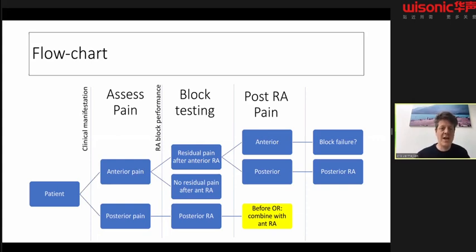If the patient is not operated on the same day, I will ask where his main pain is. If it's anterior, I do an anterior block. And in our hospital, in the ER, we do a PENG block for anterior pain. If the pain is posterior, I start with the posterior block, and that's the new block we are trying to introduce. So I think block testing is important. It's not just that it's a fracture, so we have to do this. No, I think you have to look at the result of your technique as well.